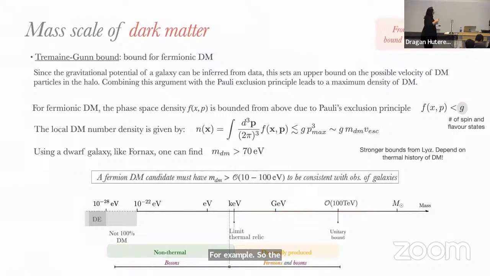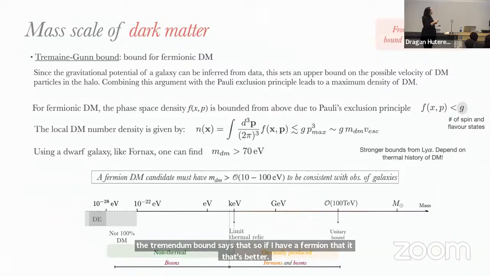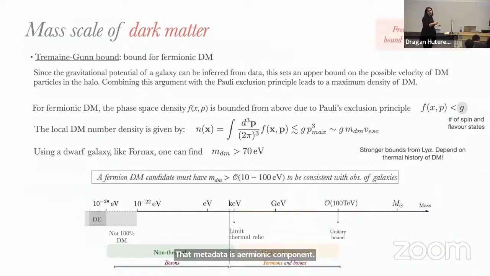So the Tremaine-Gunn bound says that if I have fermionic dark matter, its phase space density is going to be bounded because of the Pauli exclusion principle. The phase space density has to be smaller than the number of spin states. Translating this, I cannot have more than one particle per spin state, so my phase space cannot be occupied in any way. It's bounded because of the Pauli exclusion principle.